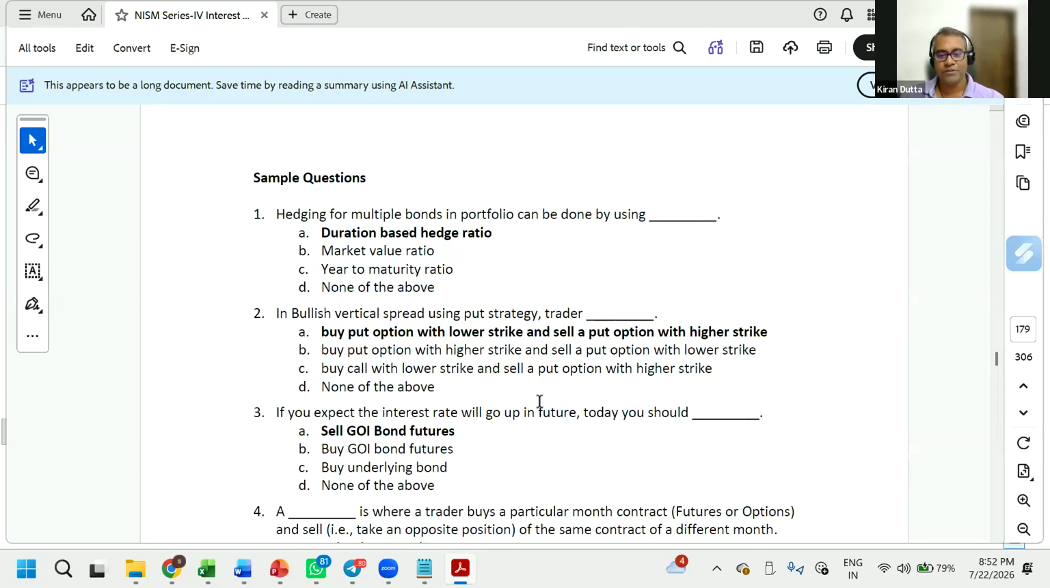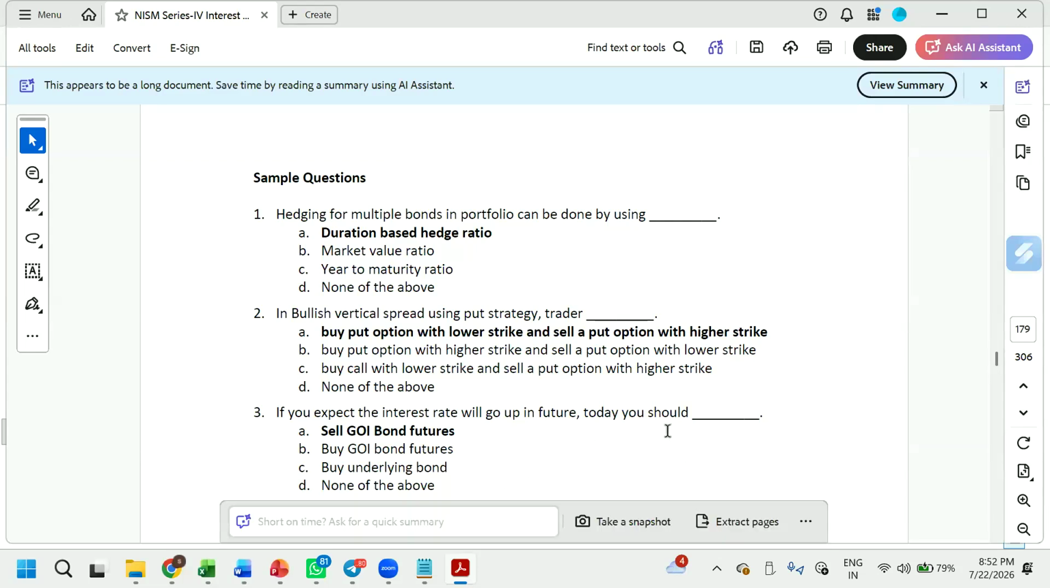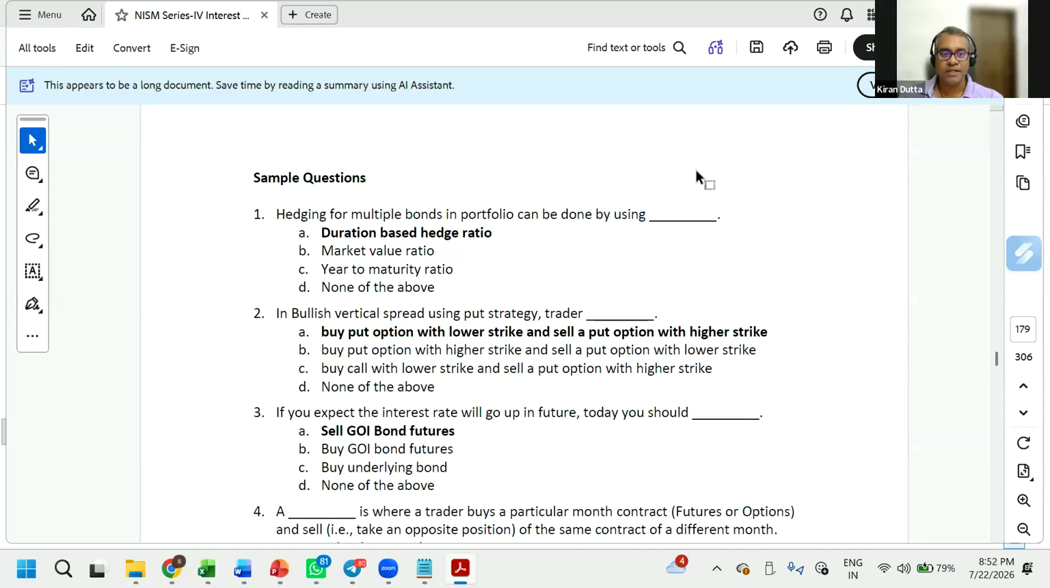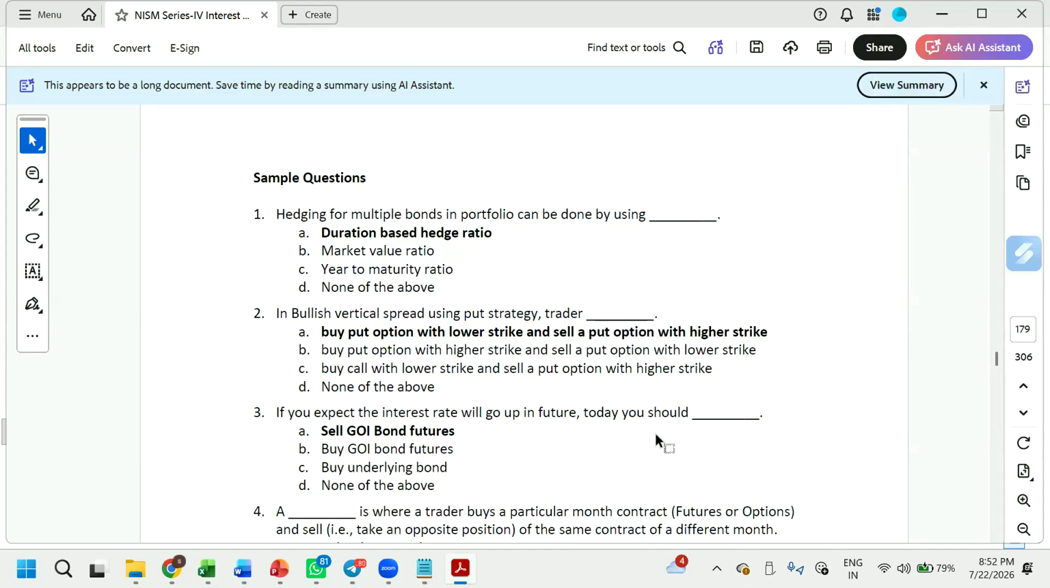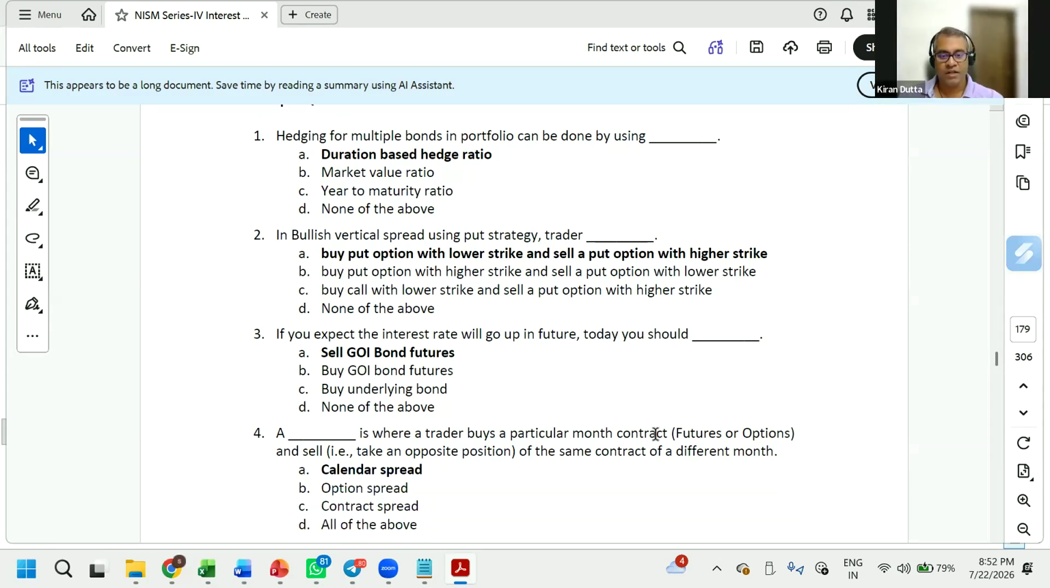Expect interest rates will go up in the future. What will you do? Short sell the government bonds, sell futures, sell. Or what else can be done, in case there is another option here? Then buy the puts. Buy the puts also. Right. Nice. Very good. Okay.